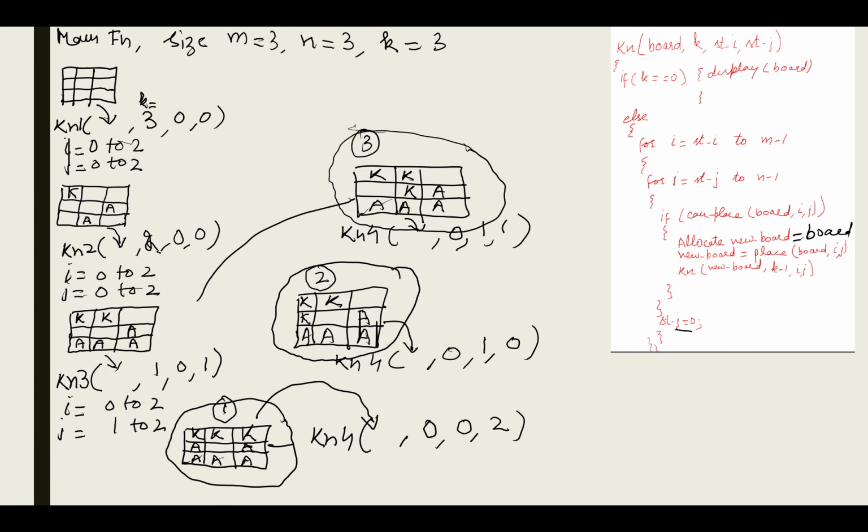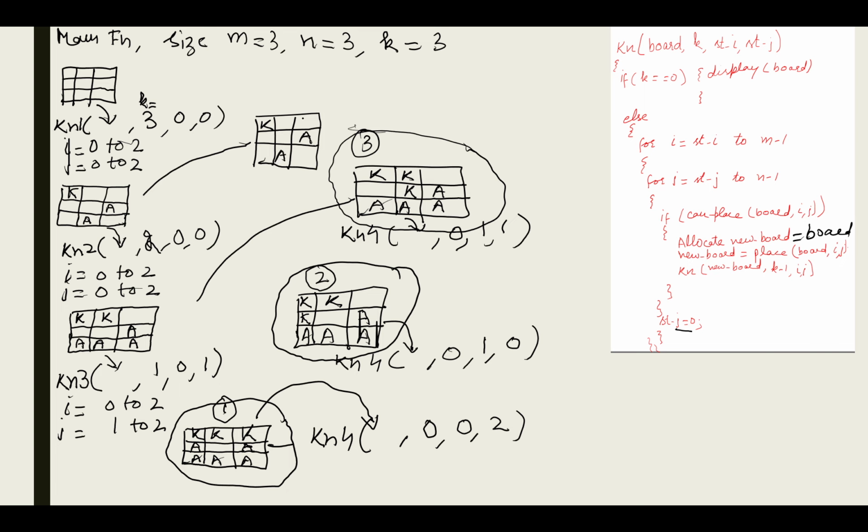Kn2 is responsible for placing the second knight. In the previous case it placed the second knight here. So this is the board available to Kn2. Now Kn2 again tries to place the knight. Its loop was at 0, 1 when it placed the previous knight, I 0, J 1. Now the loop increments, I 0 and J becomes 2. So it generates another new board, by first copying its board.